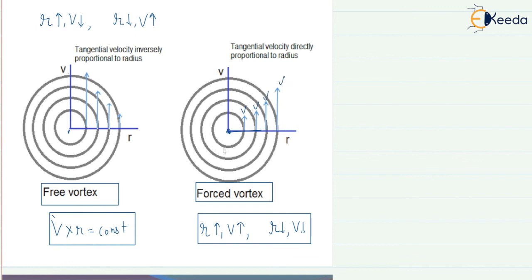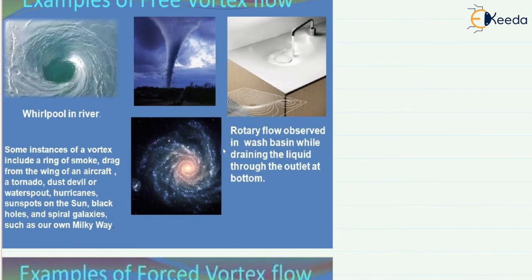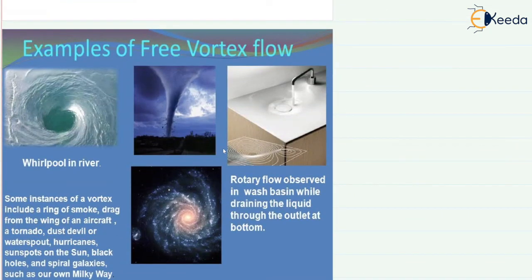Let's see some examples of the forced vortex and free vortex flow. The first one is showing the example of free vortex flow. I told you about natural ones like a whirlpool in a river. Some instances of a vortex include a ring of smoke, drag from the wing of an aircraft, a tornado, a dust devil or water spout, hurricanes, sunspots on the sun, black holes, and spiral galaxies. So this is a good example of free vortex flow.